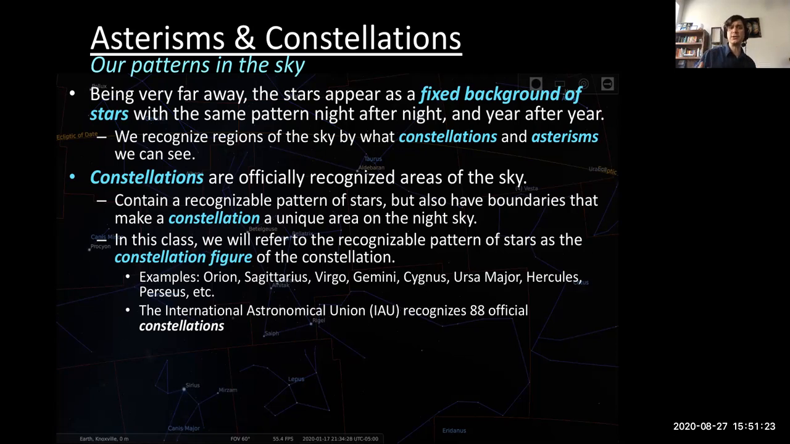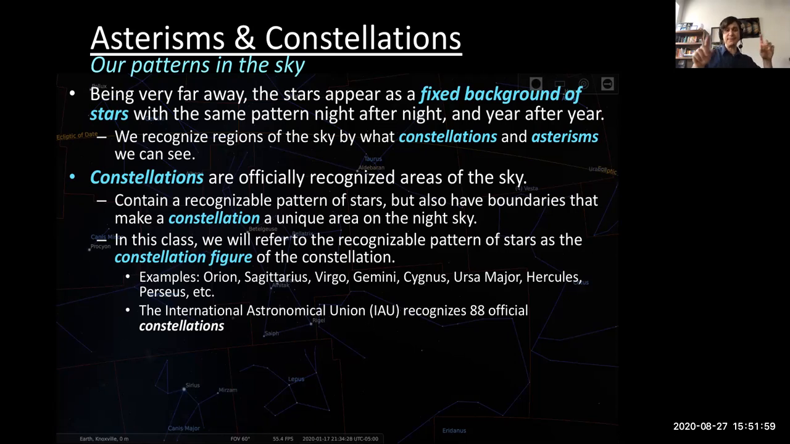However, that pattern of stars that we recognize, say Orion the Hunter, where we can see the bow and the belt, we refer to that recognizable pattern of stars within the region called the constellation as our constellation figure. So these are the names you think about. You hear Orion, you picture Orion's belt, and you picture the bow, and then some other ones: Sagittarius, Virgo, Gemini. Probably heard of those ones, but maybe not: Cygnus, Ursa Major, Hercules, Perseus, etc.